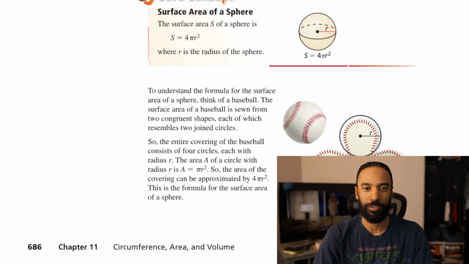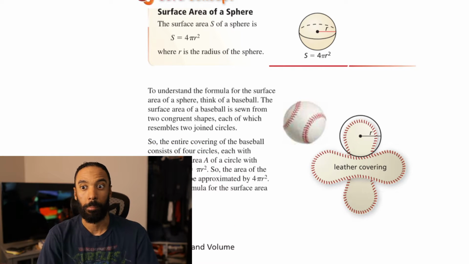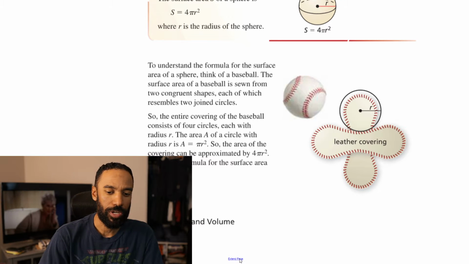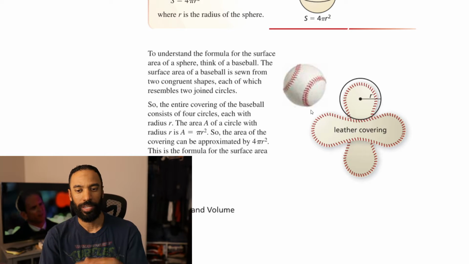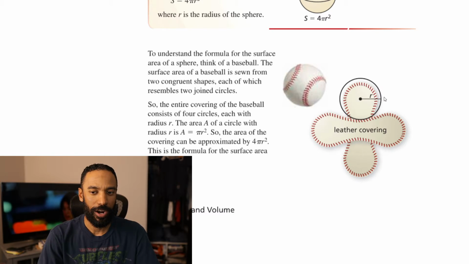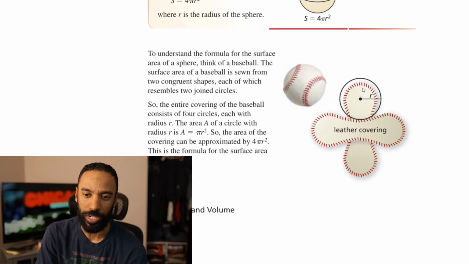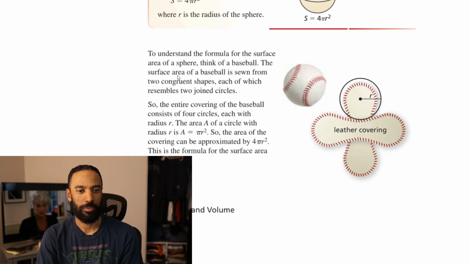My favorite way of remembering this formula, if it's something you have to memorize, is to think of it like the uncovering of a baseball. A baseball is made up of two hides that are seamed together around some core and stitched together. Each hide portion simulates a circle. So to understand the formula for surface area, think of a baseball. The surface area is shown from two congruent shapes, each representing two joined circles.